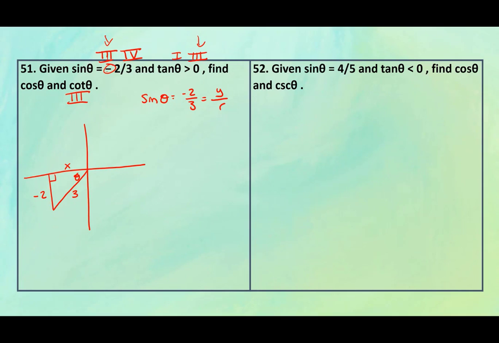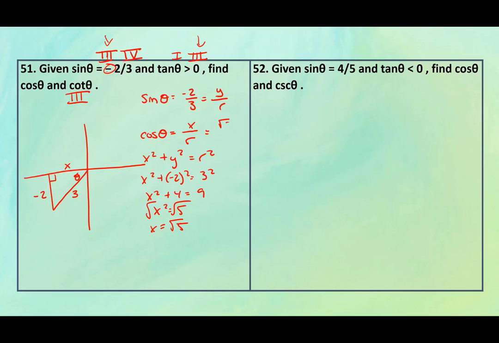So now we have something that looks like this. If we find x, we can find our cosine, because remember, we're looking for cosine and cotangent, and cosine is x over r. So we need to find our x. We know that x squared plus y squared is equal to r squared. So x squared plus negative 2 squared is equal to 3 squared. X squared plus 4 is equal to 9, which means x squared is equal to 5, which means x is the square root of 5. So when we put this back, we have the square root of 5 over r, which is 3. So here is our cosine.